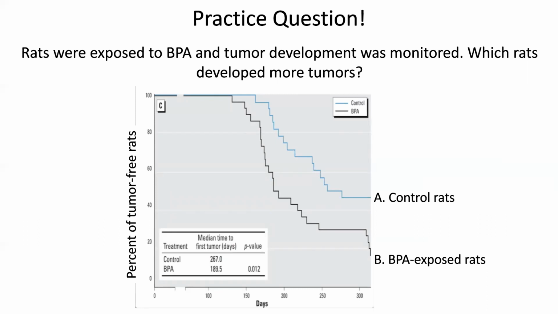Don't let this graph fake you out. Check out the labels on the axes again. The rats that had tumor-free means less tumors. That's control rats. So even though it's higher on the graph, these had less tumors. That means that the BPA exposed rats had more tumors.